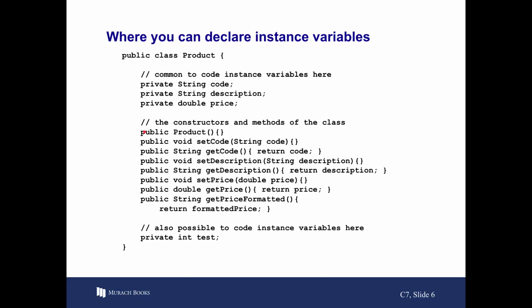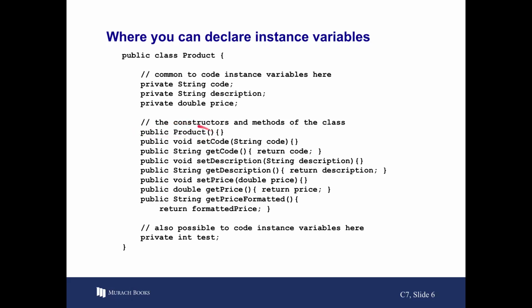Okay, here's some code that describes a class. You see, we have the definition of the class: public class product. We have our instance variables: private string code, private string description. Then we're declaring methods. This is a special method called a constructor. It has the same name as the class. And this is how you create the instance. So when you call new product, this is the method that you call.